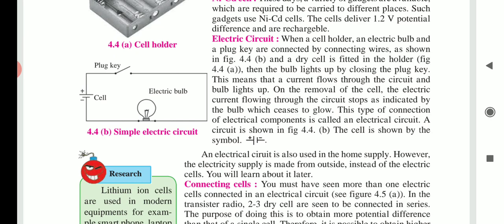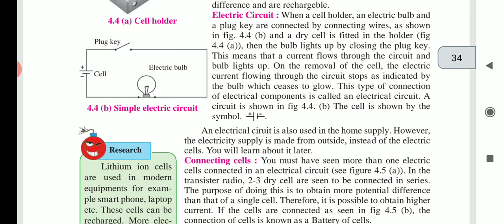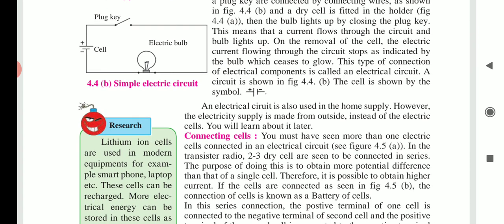4.4b. A dry cell is fitted in the holder. Then the bulb lights up. Means what? When we fit the dry cell in that electric circuit, the bulb lights up by closing the plug key. When we close the plug key, the circuit is closed, and when it is open, the circuit is open.